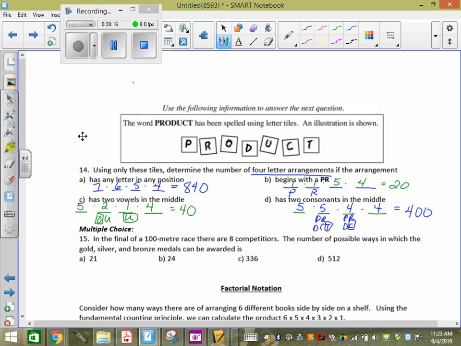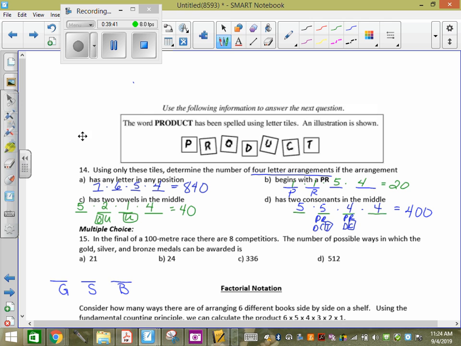One last question. In the final of a 100-meter race, there are 8 competitors. The number of possible ways to give out gold, silver, and bronze. Can a person win gold, silver, and bronze? Yeah. No, no matter how great they are. In this one race, you cannot win gold, silver, and bronze. You'd still only win gold.